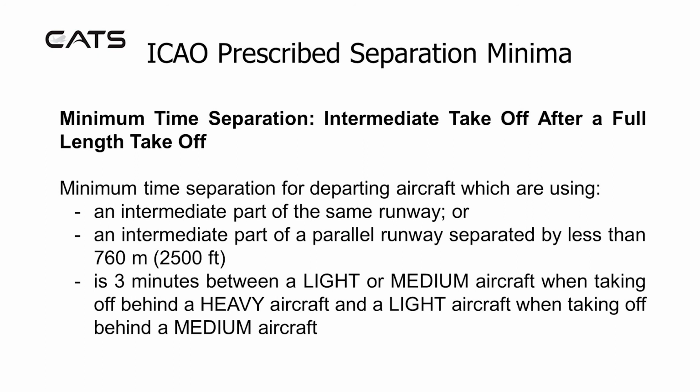Minimum time separation, intermediate takeoff after a full-length takeoff. Minimum time separation for departing aircraft which are using an intermediate part of the same runway or an intermediate part of a parallel runway separated by less than 760 meters is 3 minutes between a light or medium aircraft when taking off behind a heavy aircraft and a light aircraft when taking off behind a medium aircraft.